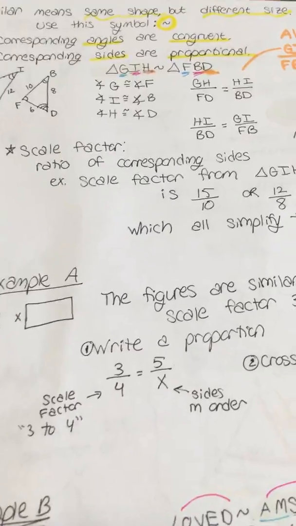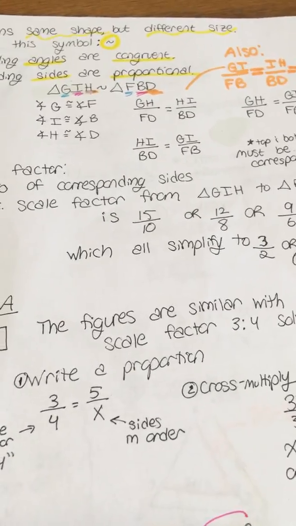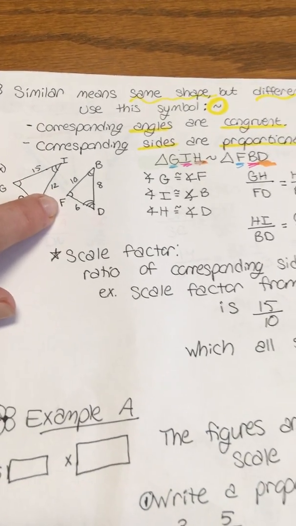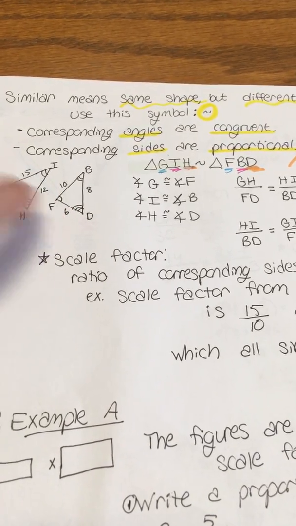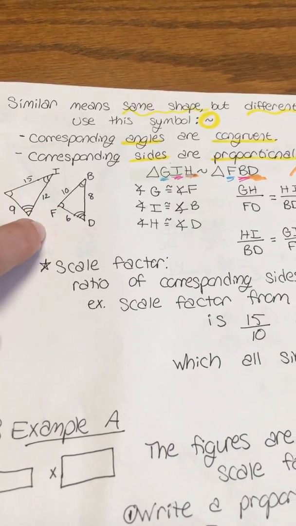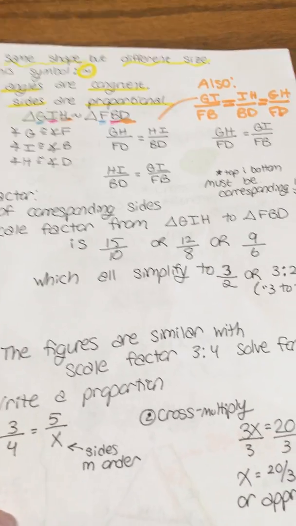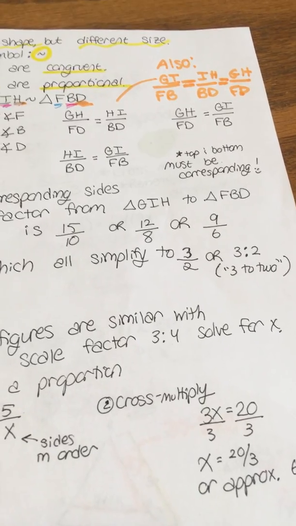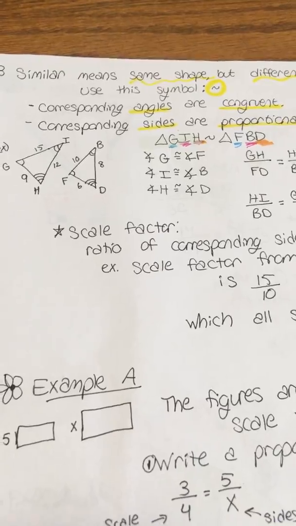A scale factor is just what I was saying there. So it's the ratio of corresponding sides. So for example, in this picture, GI corresponds to BF, so the scale factor would be 15 to 10. GH corresponds to FD, that would be 9 to 6. And IH corresponds to BD, which would be 12 to 8. All of your scale ratios should simplify to the same thing, which in this case is 3 over 2, or 3 to 2 would be the scale factor from the first triangle to the second triangle.